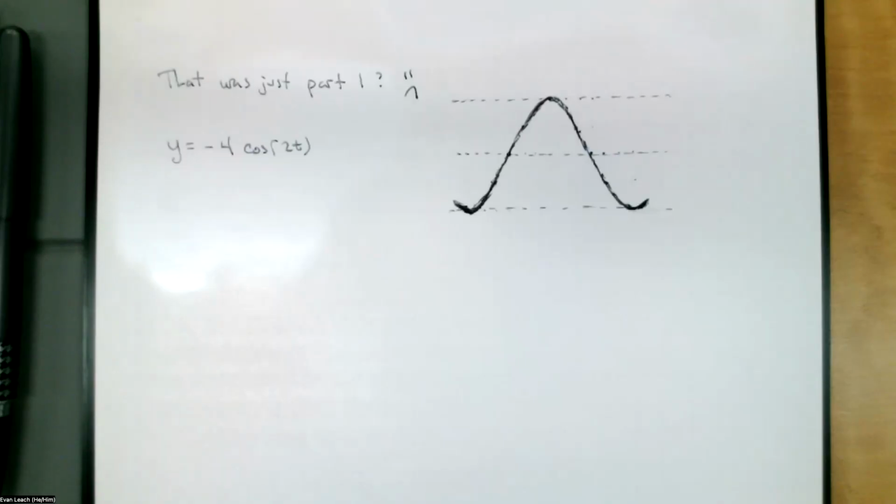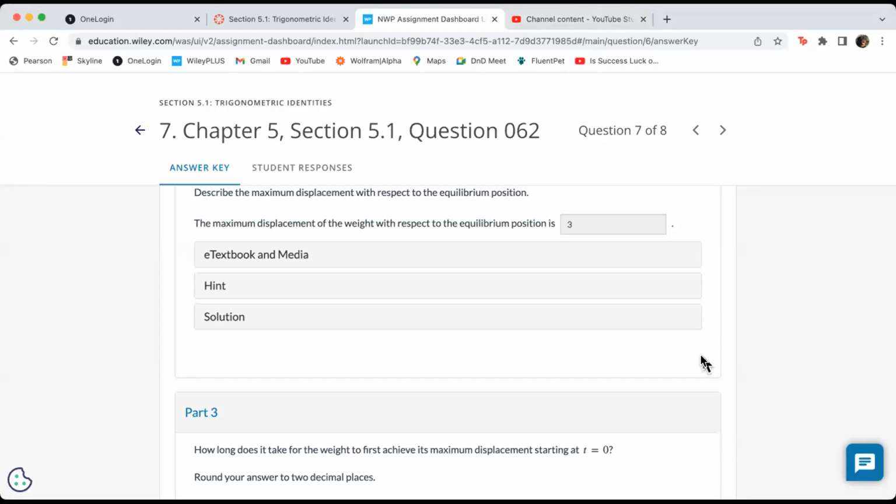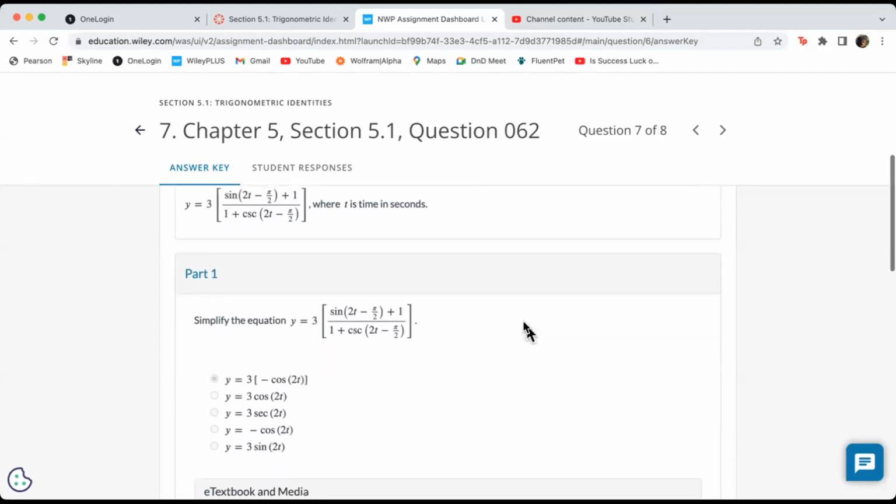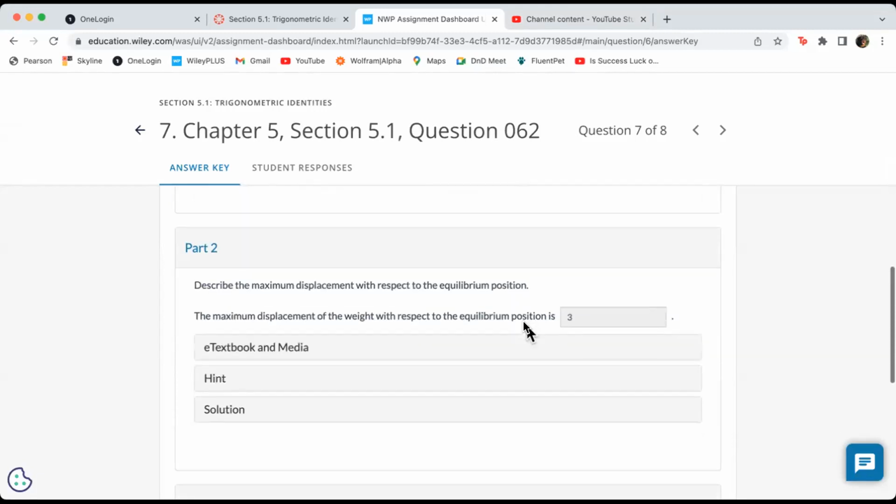Let's talk about the other two parts of this problem. Now that we've boiled down that big messy expression to just -4 times the cosine of 2t, we can take a look at the other questions. I happened to close my window, so the number 4 changed to a number 3, as you can see right here. But the question is still the same.